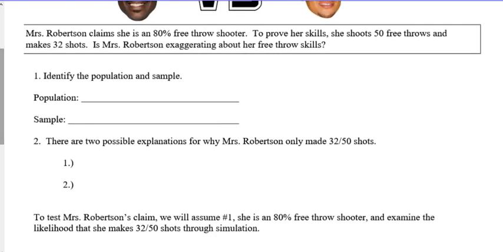First off, the population. Population is all shots taken. And then the sample is the 50 she took, that day, at that moment. So the population is all shots she's ever taken. The sample is the 50 she took at this event.